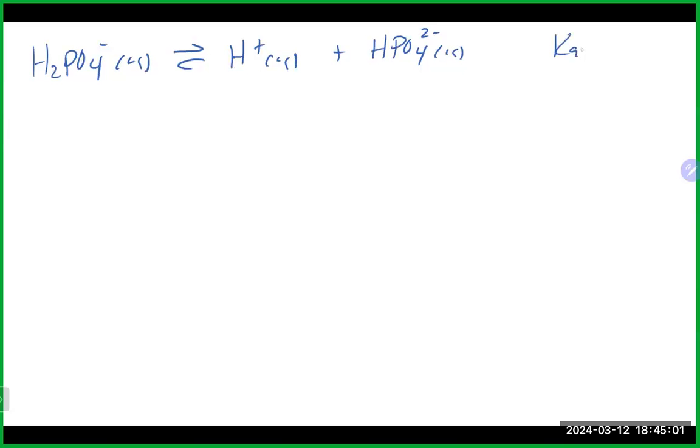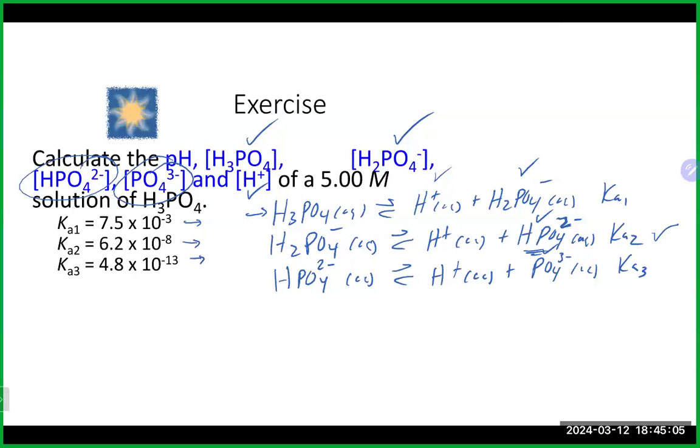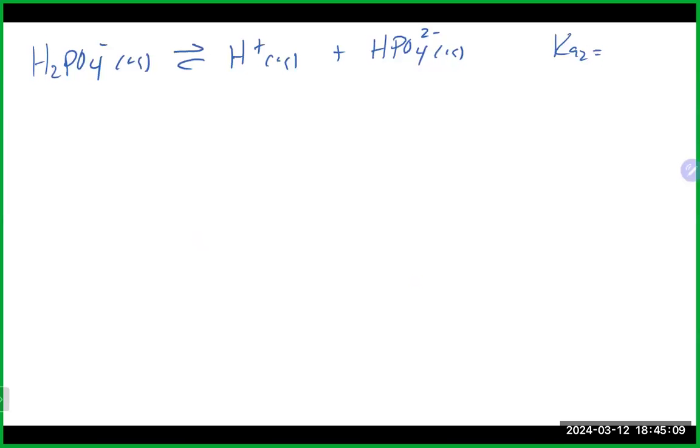And so that will be our H2PO4 minus, dropping a hydrogen. And also we will then end up with HPO4 2 minus. This will be our Ka2 value there, and once again, that would be 6.2 times 10 to the minus 8.